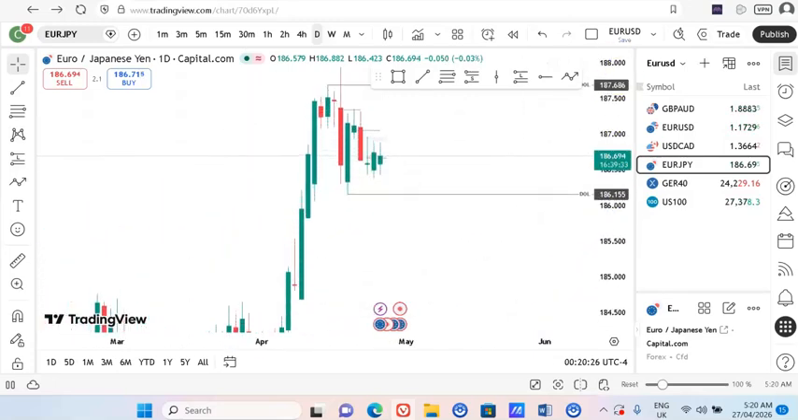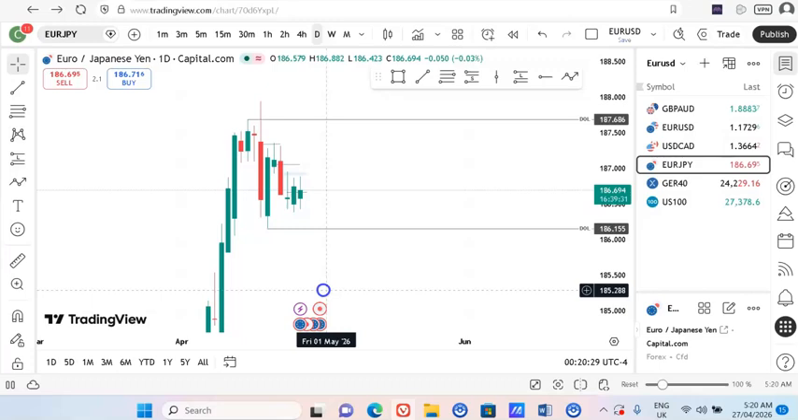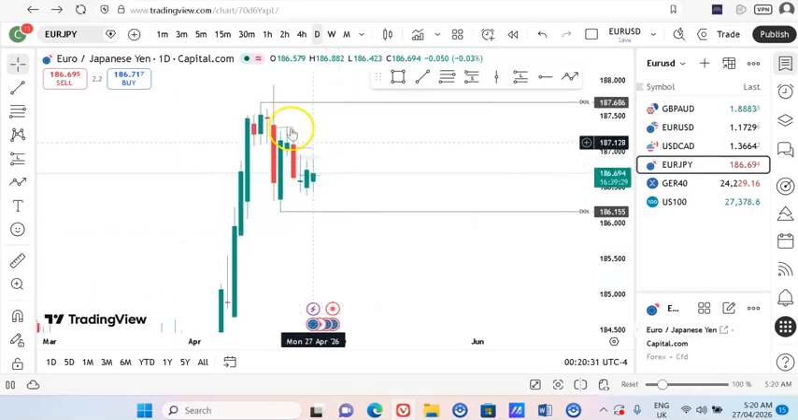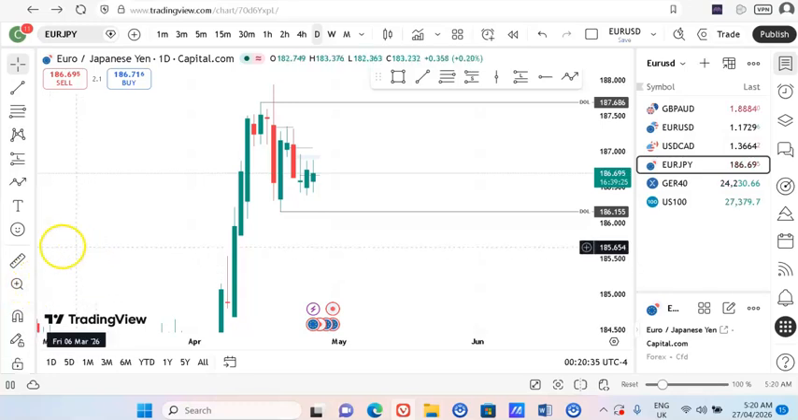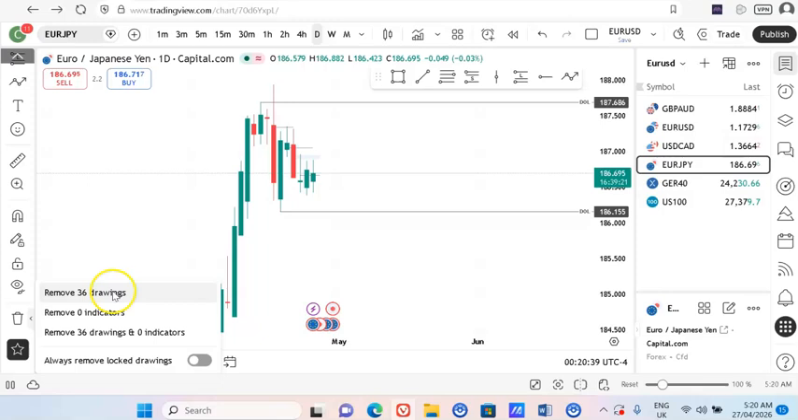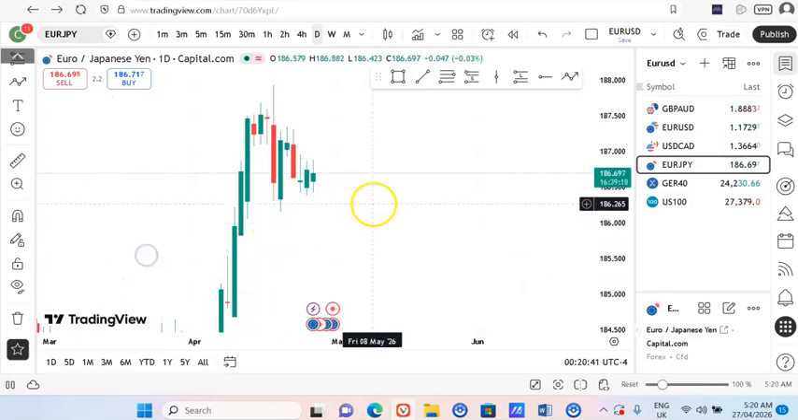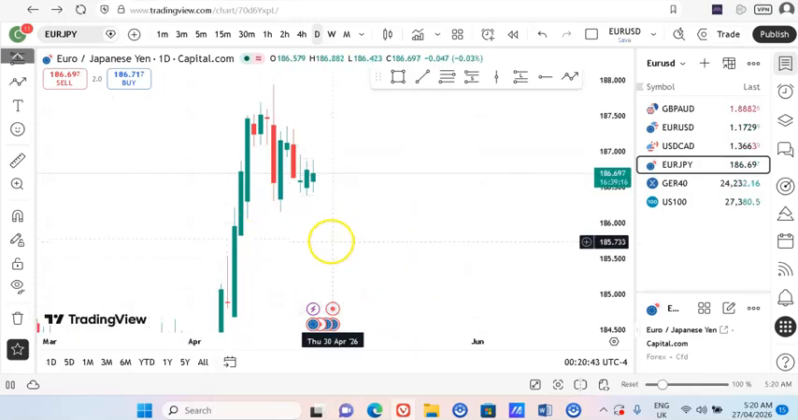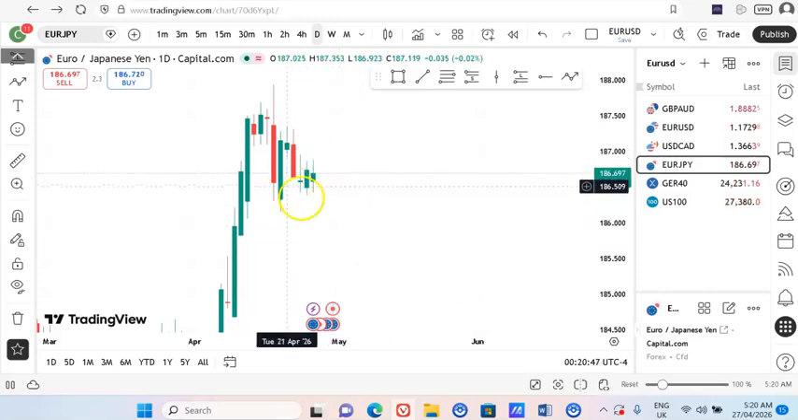Okay, nothing is clear. It is just choppy. Let me clear everything I have here. Let me keep my charts clean. All right. I don't see anything clean here. Nothing clean. Let me come down to 4 hour.